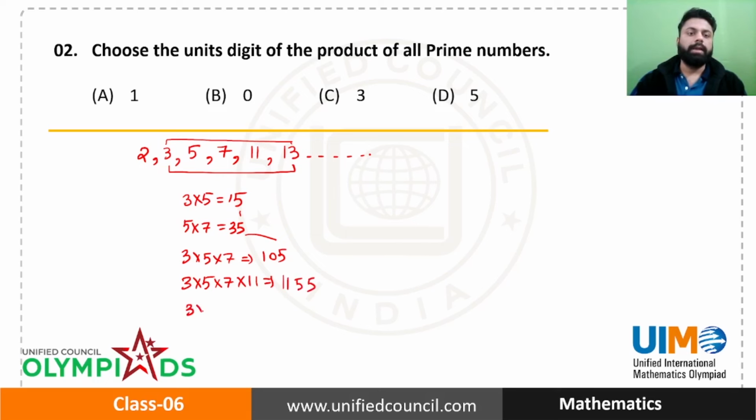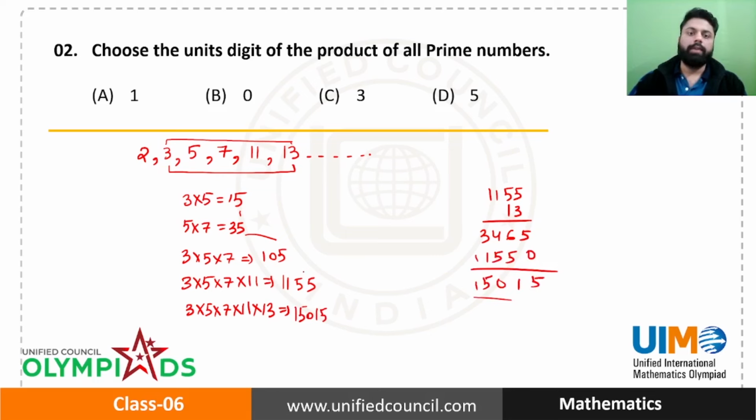Even if you multiply this value 3 into 5 into 7 into 11 into 13, if you multiply it by 13, this is 15015. Every time we are getting the unit digit as 5.